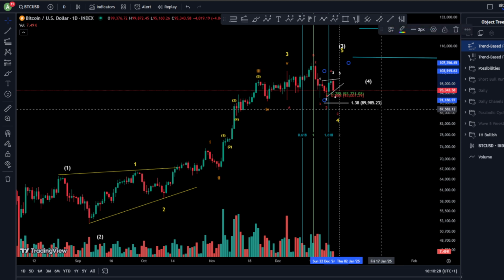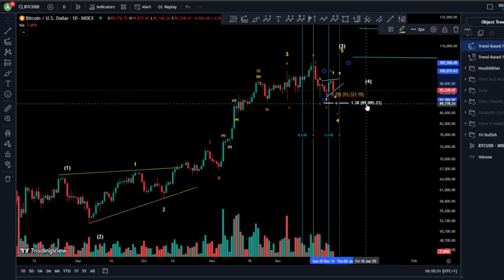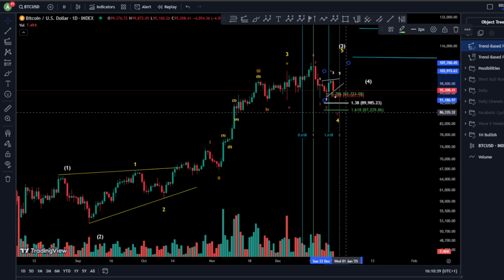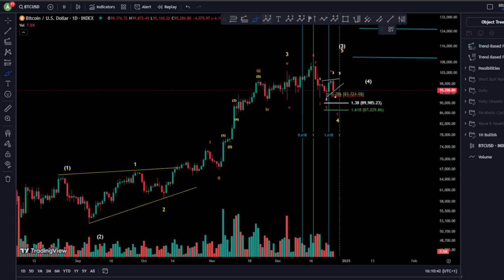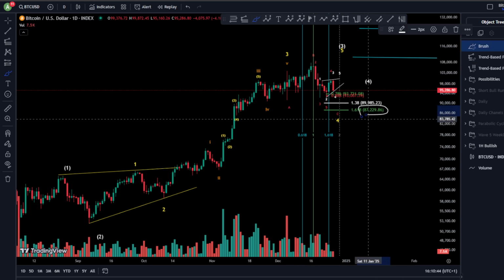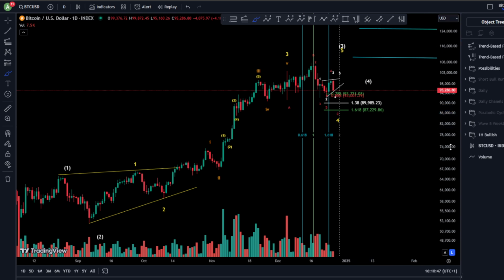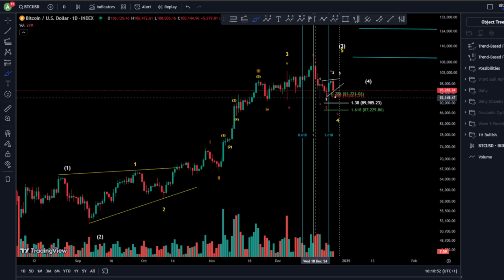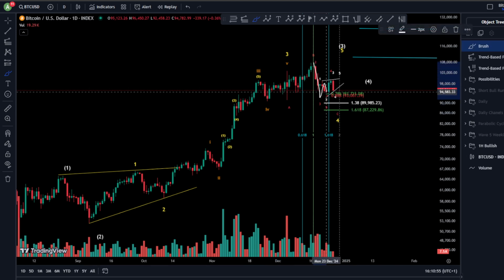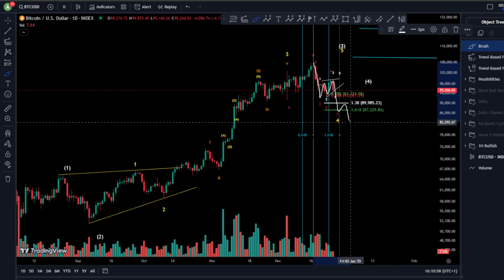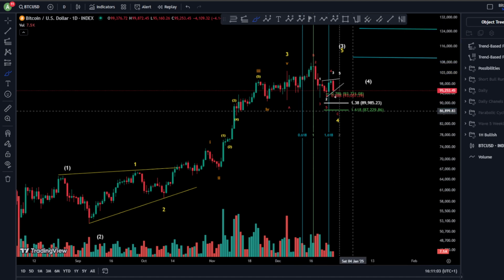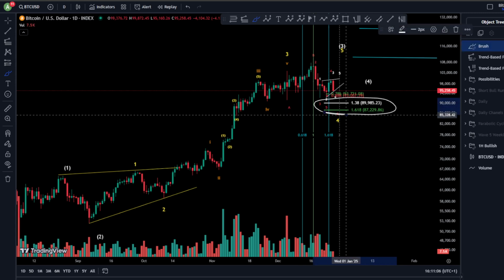for an expanding flat can reach at least the 89,985. And that is only the uncommon target for a wave C in an expanding flat. If we have the common target, which is 1.618, it can reach the 87,229. In that way it might finish in a kind of zigzag probably, or in case we are impulsive, we are looking for even lower than this, and something else might be unfolding, but preferably we don't get lower than this.